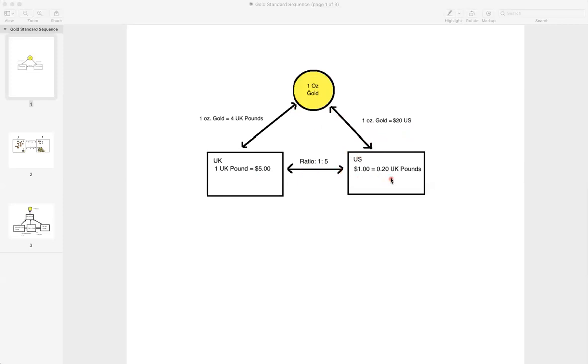And you could convert 1 US dollar into 20 British pence. And in that way, the currency exchange ratios were also fixed. So with the gold standard, all the different currencies are exchangeable into gold. And then as a result of those being set at fixed ratios, they can all be exchanged one against the other at a fixed ratio as well.